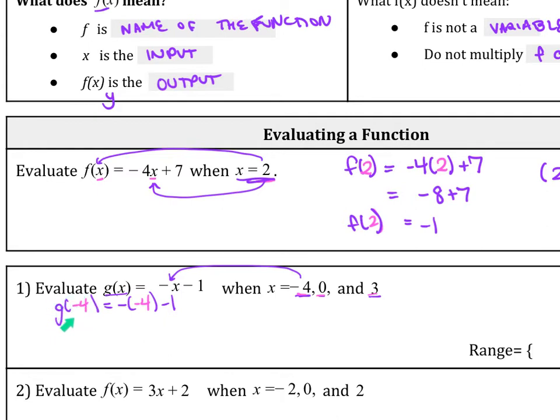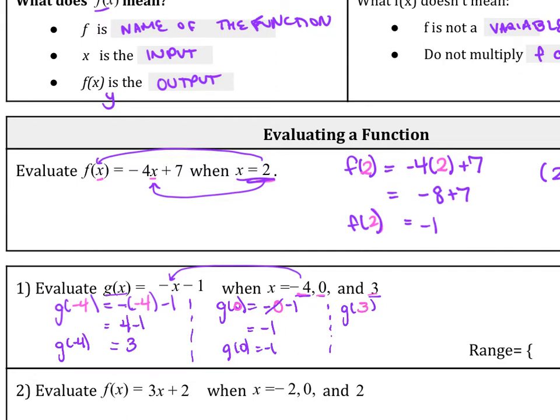Again, all I did was plug in this negative 4 wherever I see the x. This g of negative 4 is just our directions. You don't have to do anything with it. So now we get negative negative 4, that's a positive 4, minus 1. So g of negative 4 is a positive 3. Then we do it again. G of 0: we plug it into the equation. Negative 0 minus 1. Well, negative 0 is just 0, so it's negative 1. So g of 0 is negative 1. Now let's plug in 3. G of 3 equals negative positive 3 minus 1. So negative 3 minus 1 is negative 4.